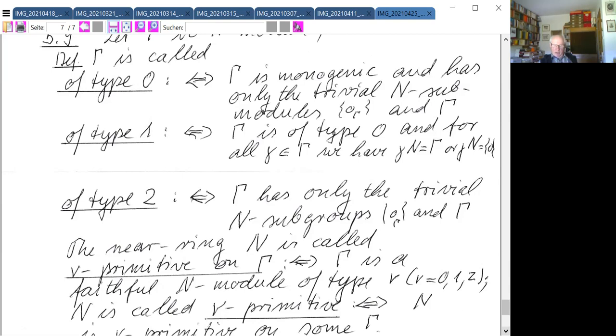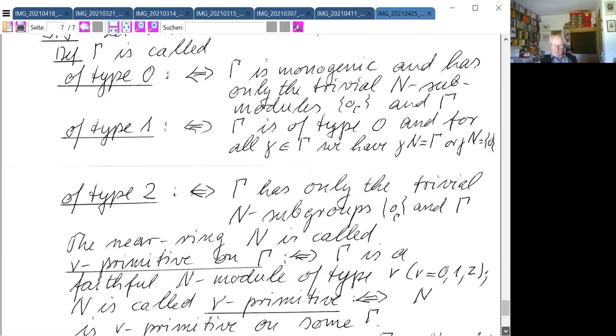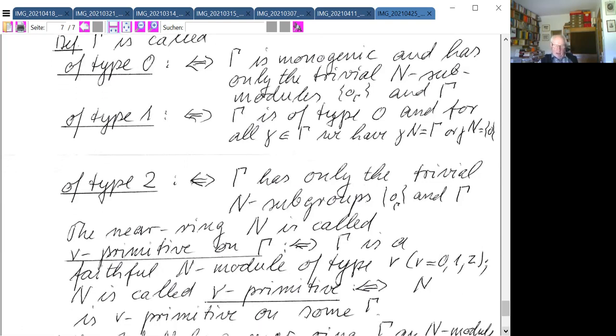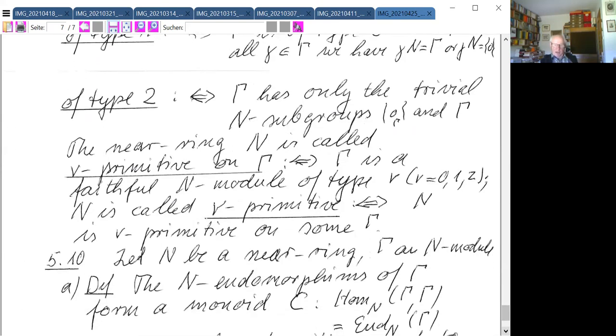And we call the near-ring N primitive on gamma if gamma is a faithful N module of type n. Note, gamma must be faithful, a faithful N module of type n, n being 0, 1, or 2. And we call N primitive in general if it is primitive on some gamma.